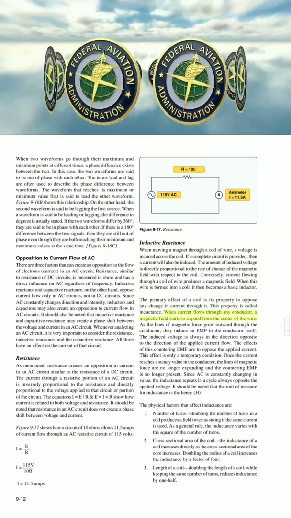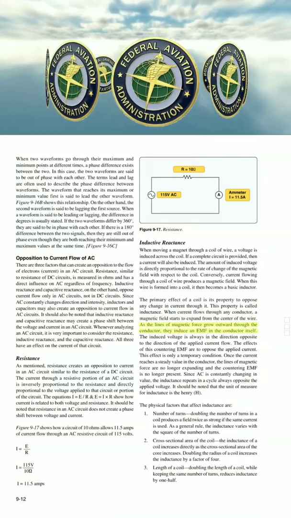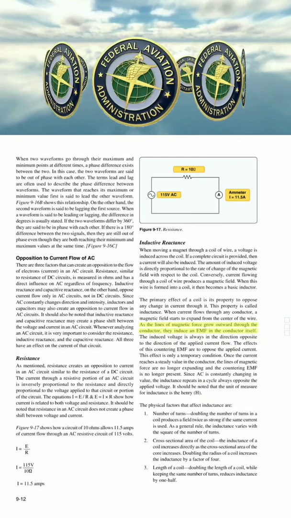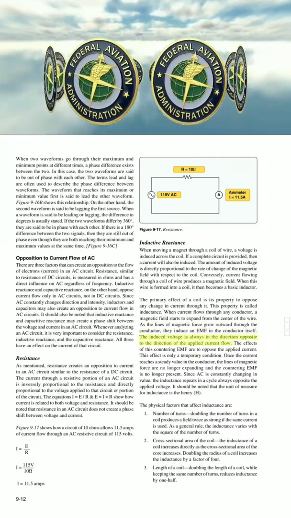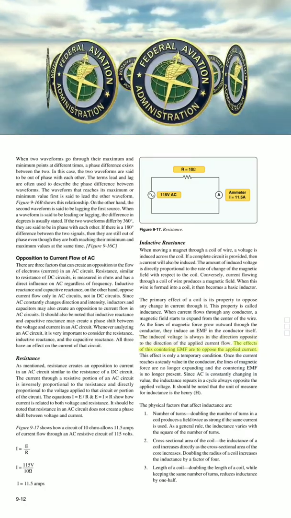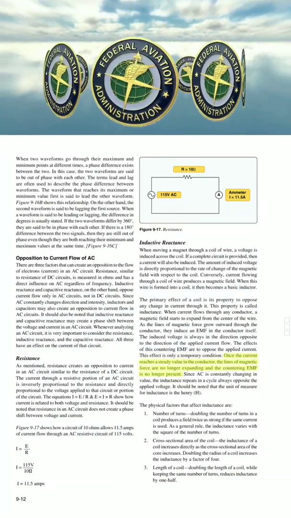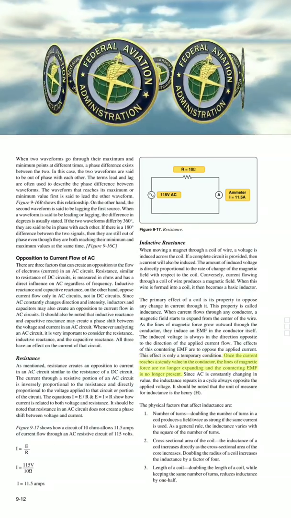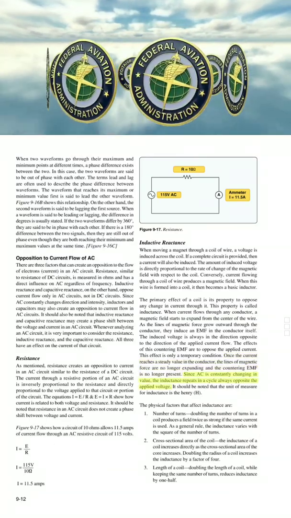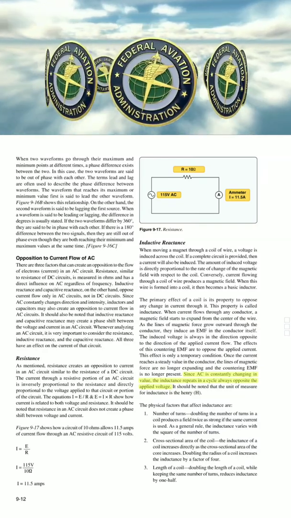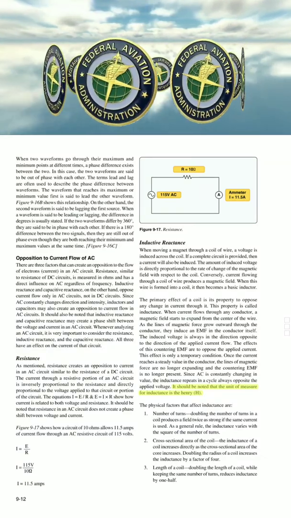When current flows through any conductor, a magnetic field starts to expand from the center of the wire. As the lines of magnetic force go outward through the conductor, they induce an EMF in the conductor itself. The induced voltage is always in the direction opposite to the direction of the applied current flow. The effects of this countering EMF are to oppose the applied current. This effect is only a temporary condition. Once the current reaches a steady value in the conductor, the lines of magnetic force are no longer expanding, and the countering EMF is no longer present. Since AC is constantly changing in value, the inductance repeats in a cycle always opposite the applied voltage. It should be noted that the unit of measure for inductance is the Henry, H.